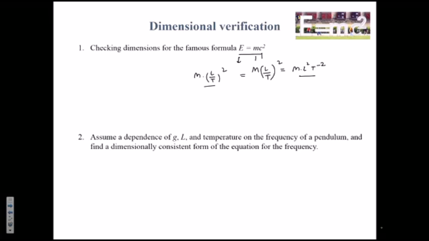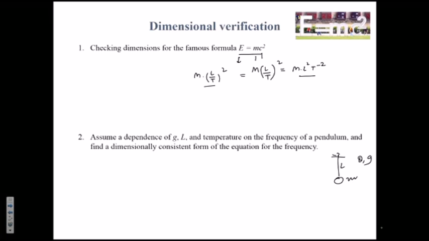The other is you can try to find a rough expression for a physical quantity in terms of some other physical quantity. So for example, the second one is assume a dependence of g, which is the gravitational acceleration, the length and temperature of the environment on the frequency of a pendulum, and find a dimensionally consistent form of the equation for the frequency. So if you have a pendulum of length L and of mass m, let's say, and over here the temperature is given as theta, and gravitational acceleration is g, because depending on where you're doing this experiment, gravitational acceleration could change, right? So you have all these quantities, and you can compute the frequency of the pendulum.